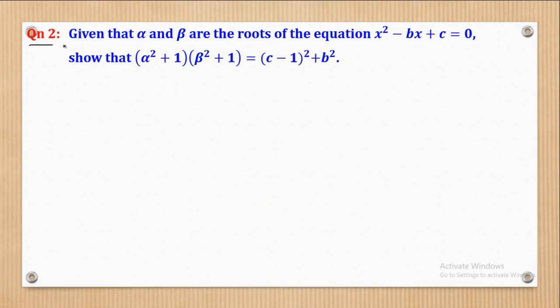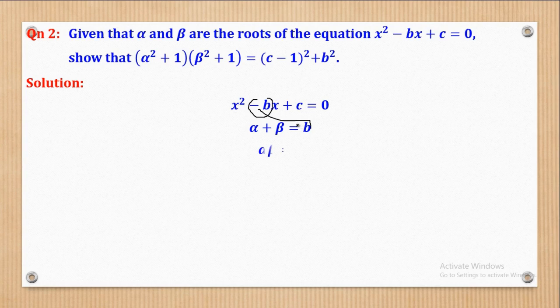So now we shall go to question 2, which is that given that alpha and beta are roots of the equation this, show that this is equal to that. So the first thing to realize is that here the quotient is positive 1, meaning that the sum of roots will be equal to negative of what is here. That's why it's here positive, because negative of negative b will be positive b. Then the product will be here, which is c.